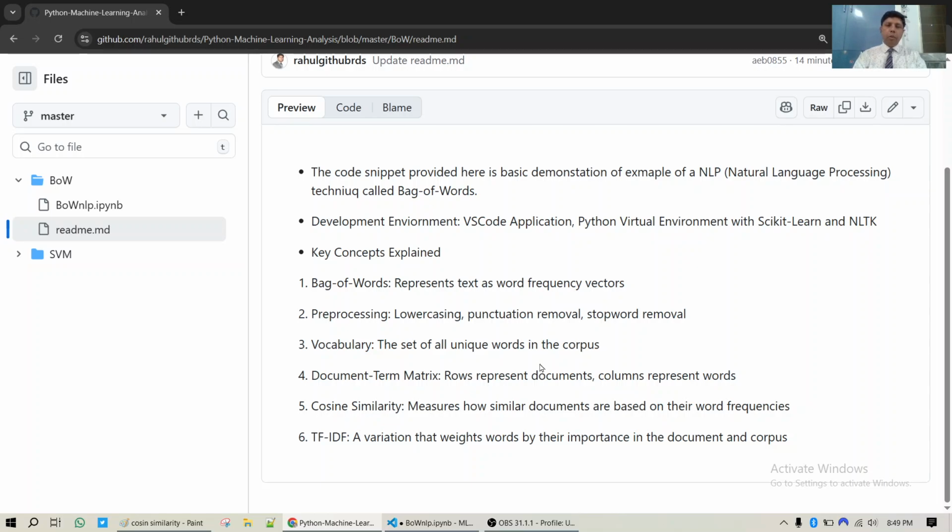Bag of words represents text as a word frequency vector. Vector, as you know, what is a vector? It has value as well as direction.